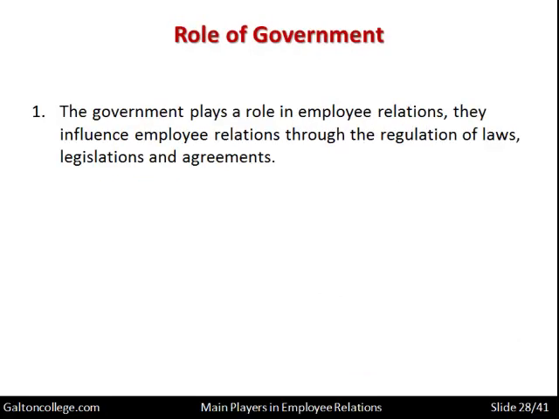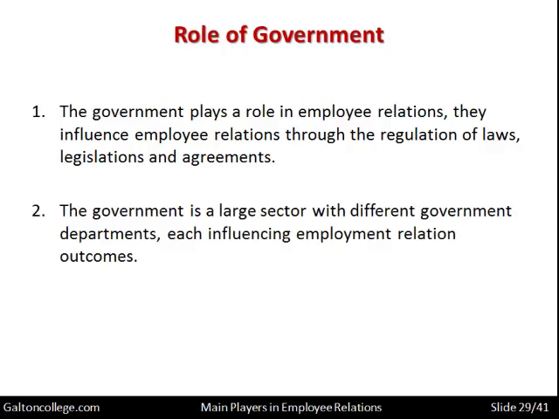The government plays a role in employee relations. They influence employee relations through the regulation of laws, legislations and agreements. The governments set out the framework. They say what's permissible, what's not permissible. For example, in the conduct of a strike, what can the trade unions do and not do? But also, what are the obligations on the employers? The employers must surely meet some obligations as well to try and accommodate and to deal with the employees and their requests. So the government sets out the framework within which it all happens. All the employee relationships and their issues and their concerns on both sides, all of these take place within this framework set out by the government.